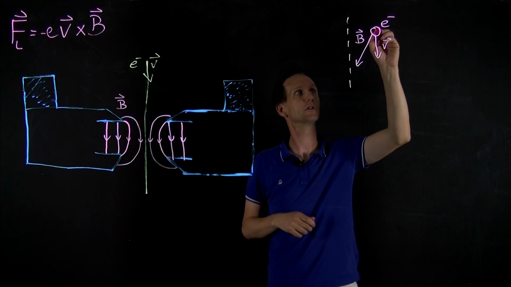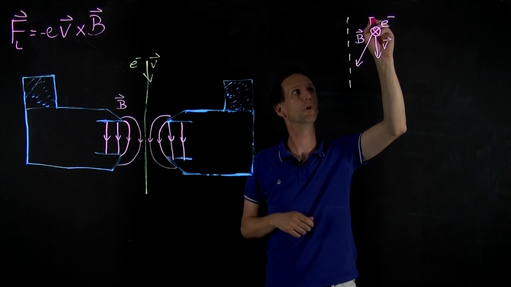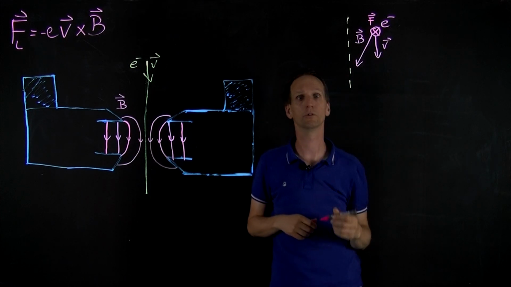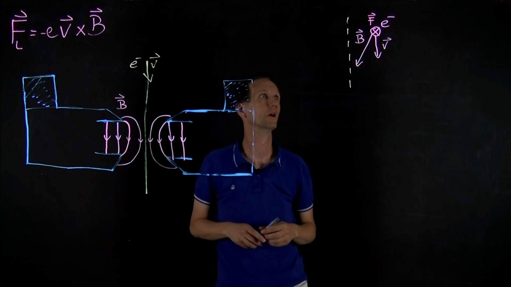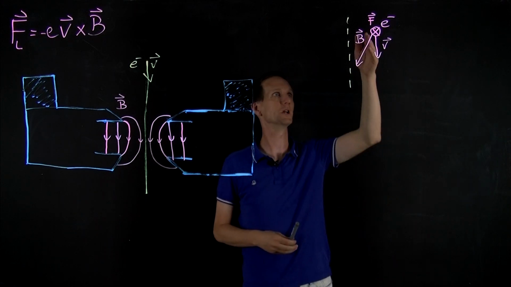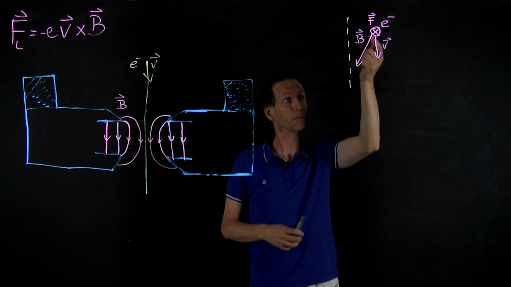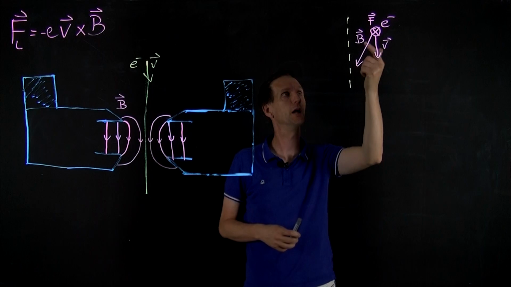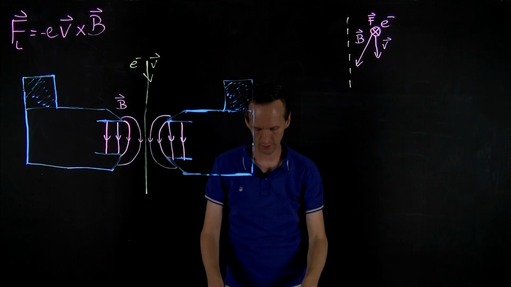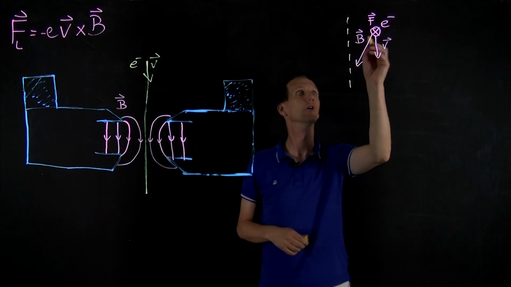So in this case, the Lorentz force will be pointed into the screen. And so this does not give us a focusing force. This means the electron will start moving in a plane perpendicular to its travel direction. So let's see what that means for the movement.